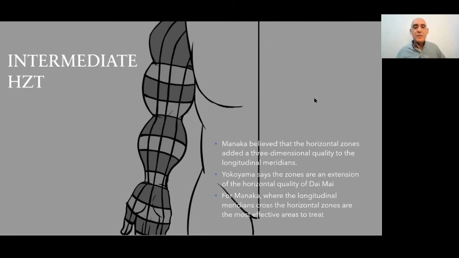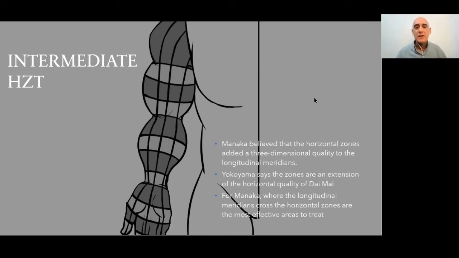And he said that the most important thing to treat was not the whole zone, but where the relevant meridians cross that zone. So in other words, just look for that bit where the meridian is crossing over into the zone that you want to treat.